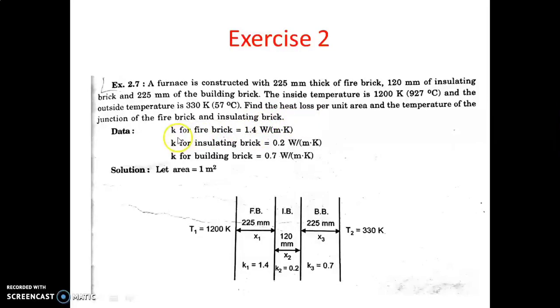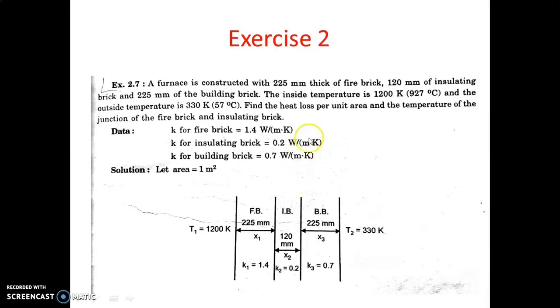So the thermal conductivity of each brick is given here. Thermal conductivity for fire brick is 1.4, for insulating brick 0.2, and for building brick 0.7. So this figure explains the example. The first one is the fire brick, then another one is the insulating brick, and the third one is the building brick. So this wall is made from these three bricks, and inside temperature is 1200 Kelvin, outside temperature is 330 Kelvin.